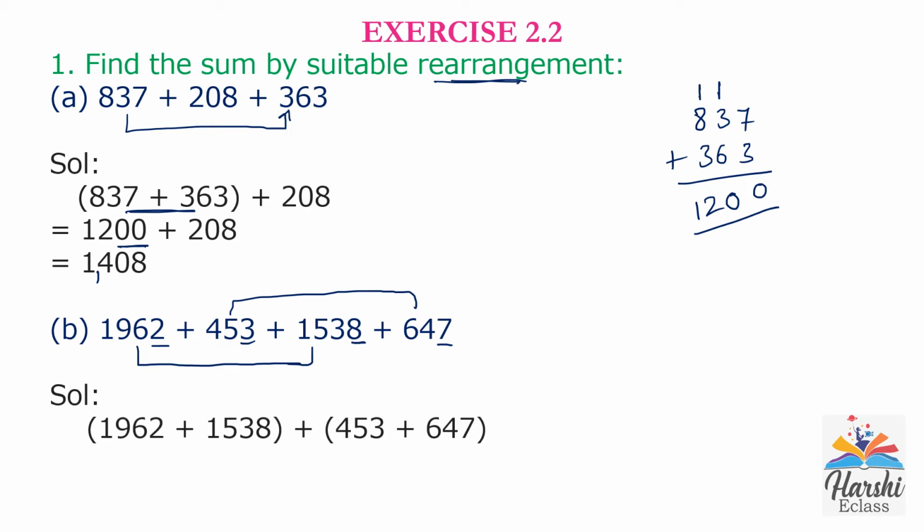Now first add 1962 with 1538. 8 plus 2, 10. 1 plus 6, 7. 7 plus 3, 10. 1 plus 9, 10. 10 plus 5, 15. 3500. Now add 453 with 647.